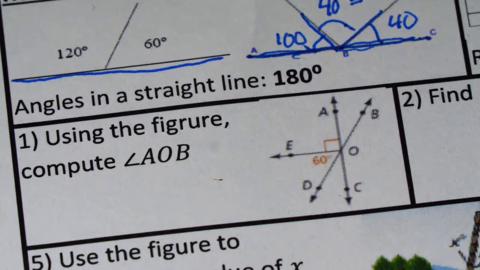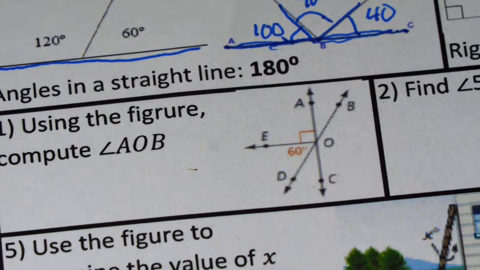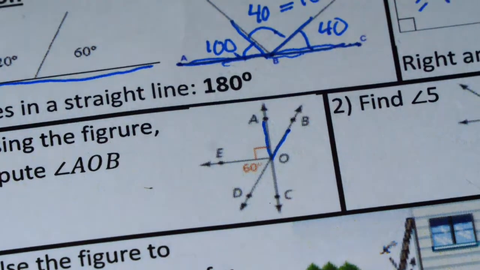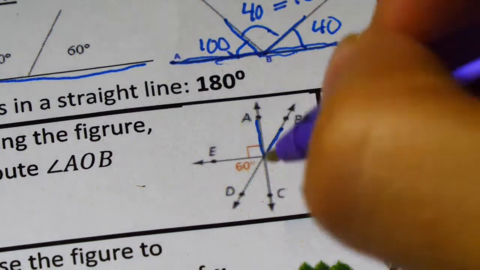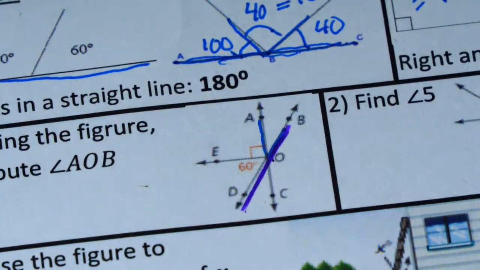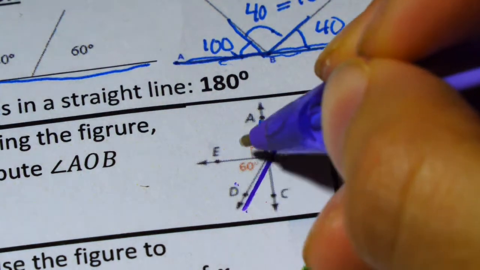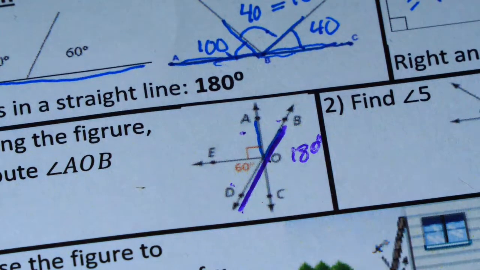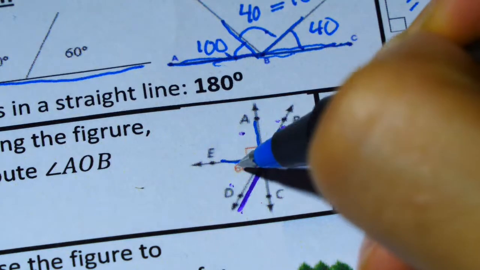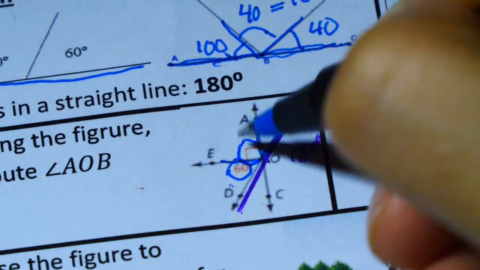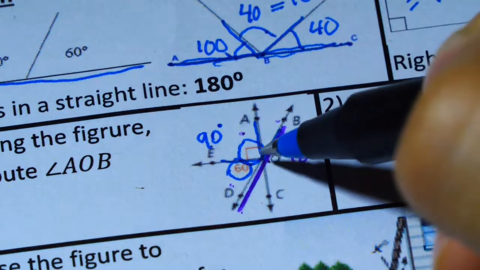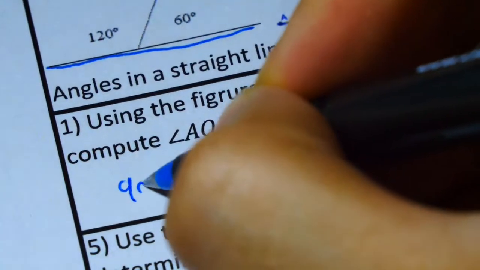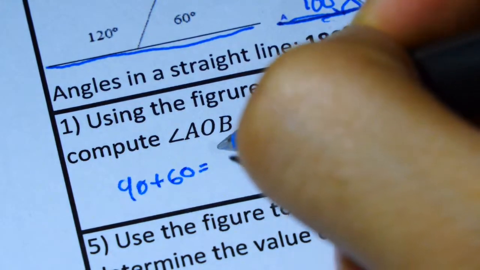Okay, let's look at question 1. Using the figure, compute AOB. AOB, this angle here. Okay. Now, if we look at this line, this is a straight line. So these three angles must make 180 degrees because it's a straight line. Now, we know this one is 60. And we know this is 90 degrees. This sign means it is 90 degrees. So 90 plus 60 equals 150.